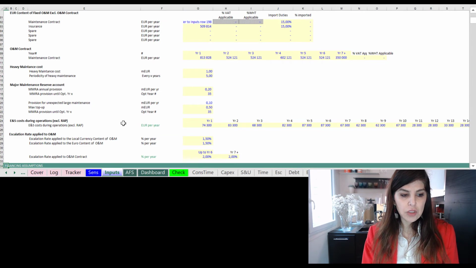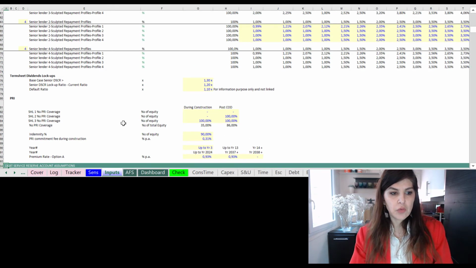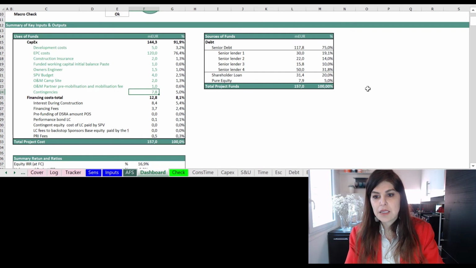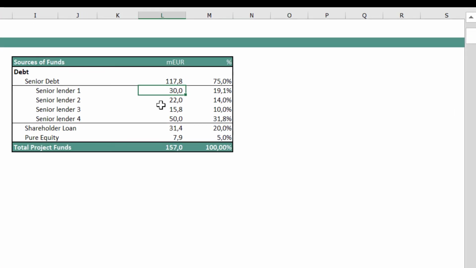In this model, I have already discussed with my lenders. Senior lender one said, I can only give you up to 30 million. The second one said, I can give you up to 22 million. And the third one is giving up to 18 million. So as you can see, we still have some room. If we have a cost overrun, we can still draw down on the loan. And the 50 million is another fixed commitment from lender 4. So in total, I have around 120 million as the maximum commitment.